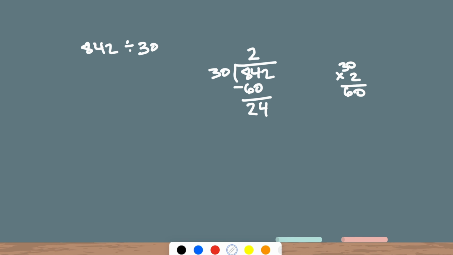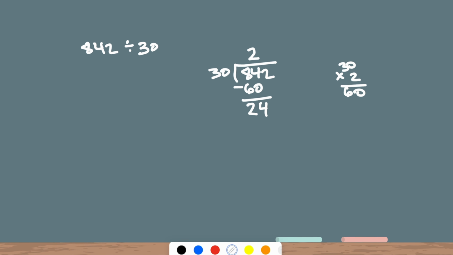And you've noticed that once you subtract, if this number is less than the divisor, then that means the number that you have up here is correct. And if it's too big, let's say if this 24 was 35, then that means this number needs to be changed. So, all right, in this case, the 2 worked.